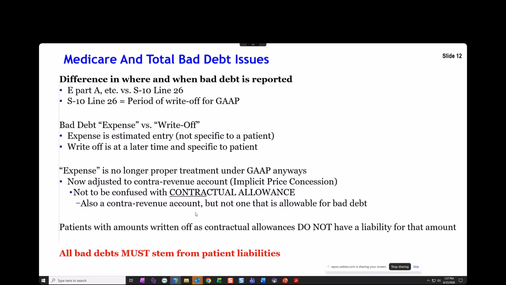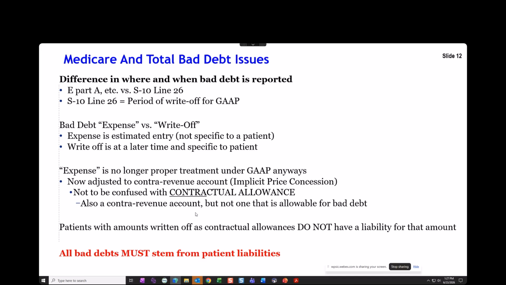Now, to make that even more confusing, there's a very, very fine line between charity care that goes on S10, line 20, and then an indigent Medicare bad debt that goes on E Part A, E Part B, all of that. Very fine line between those two. But then the final one would be the true bad debt, the implicit price concession.